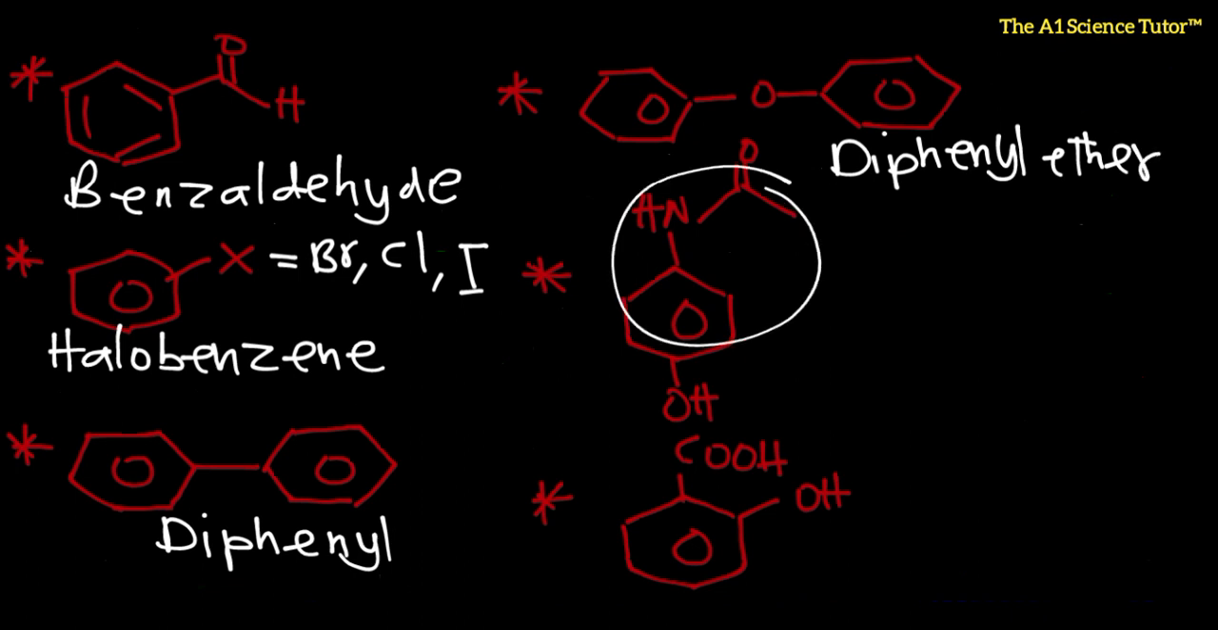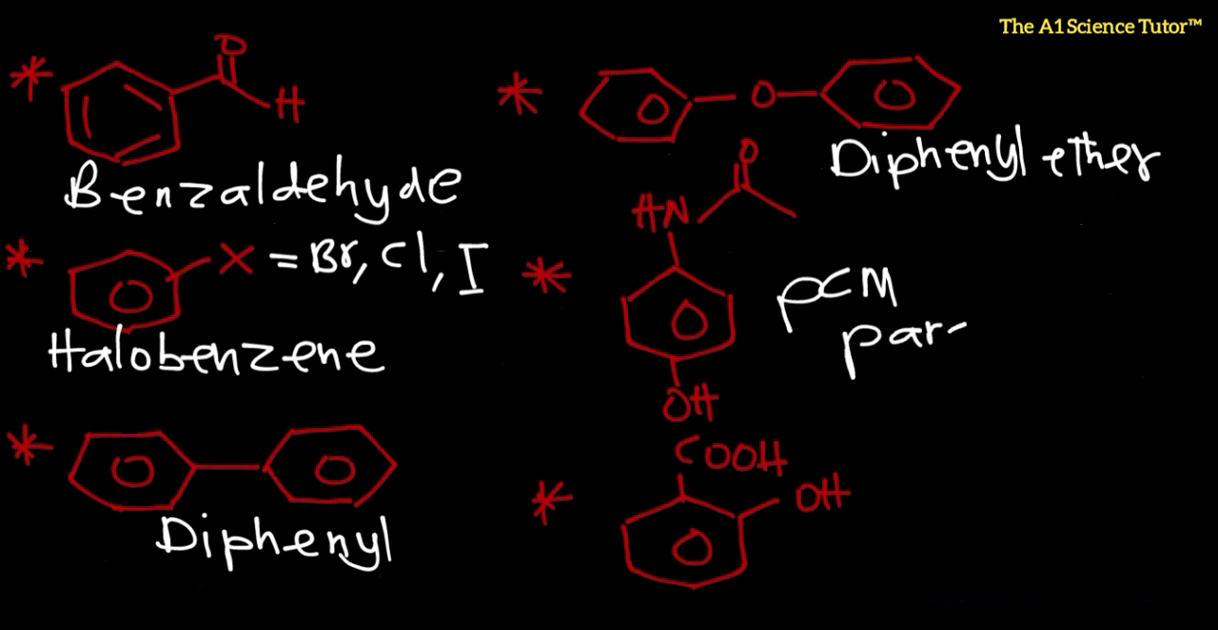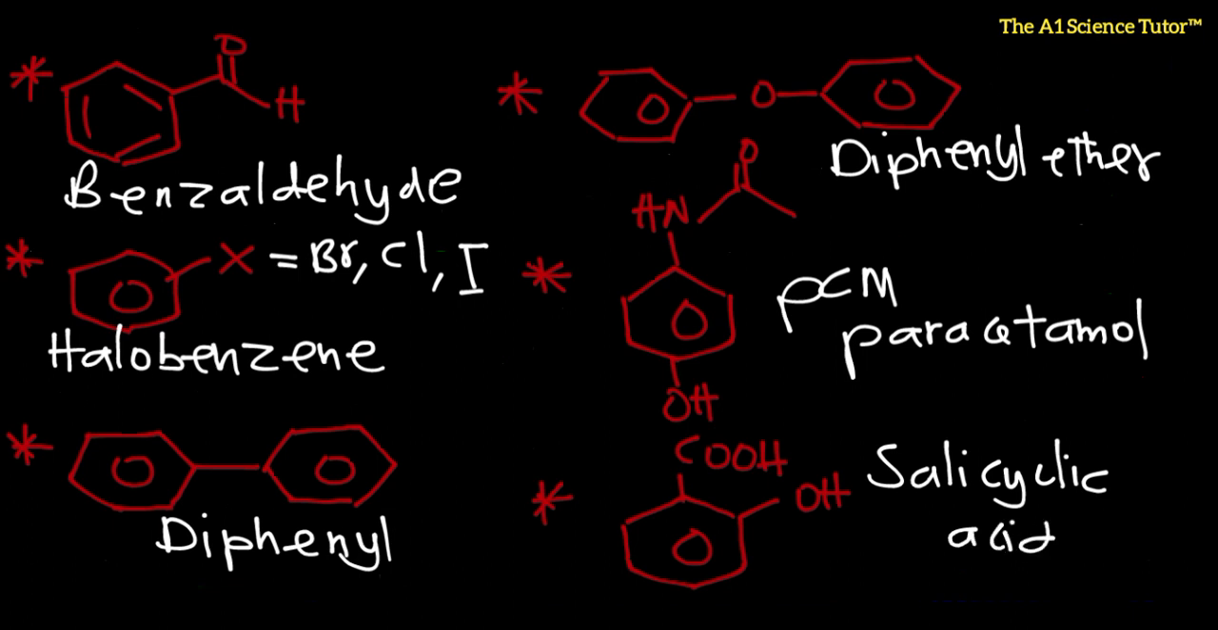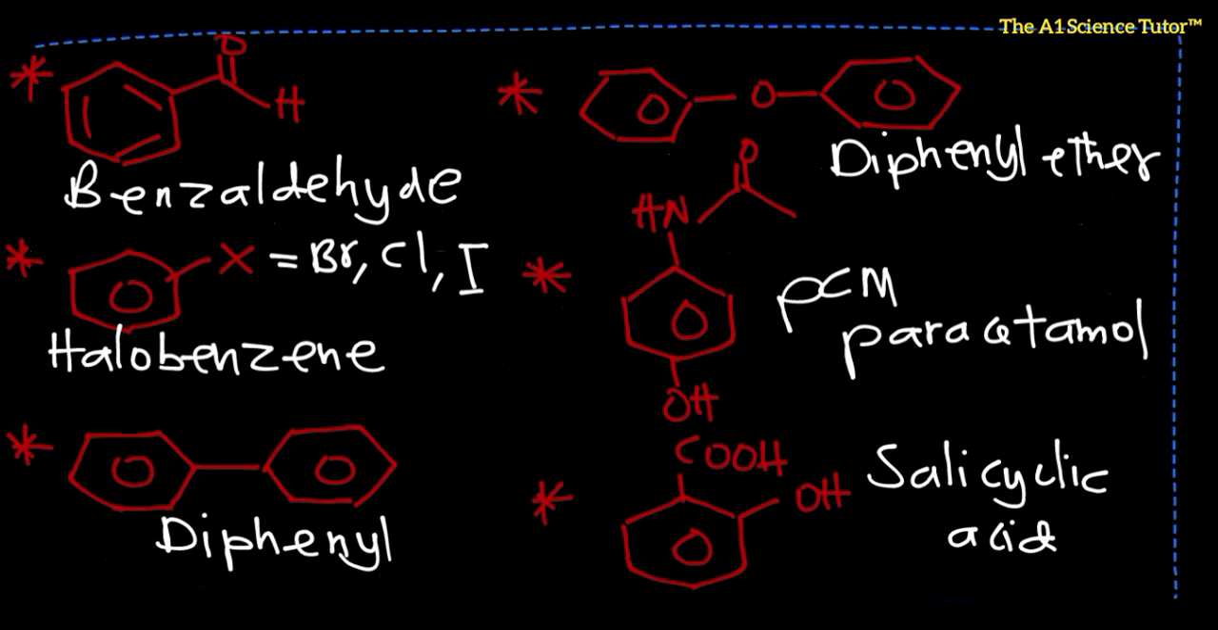How about this one? What is going to be the name for this structure? So this is basically PCM. PCM, that is paracetamol. How about this one? So this is going to be salicylic acid. So we just need to try some few more and that ends this class.